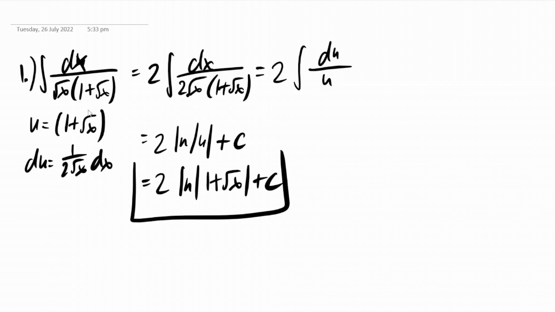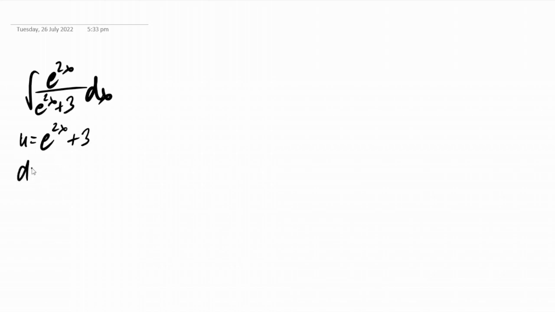Okay, next problem, we have the integral of e raised to 2x all over e raised to 2x plus 3, dx. Same as our previous example, we will look for a term or a variable that we will use as our u, and in this case it is e raised to 2x plus 3. So look for the derivative of u.